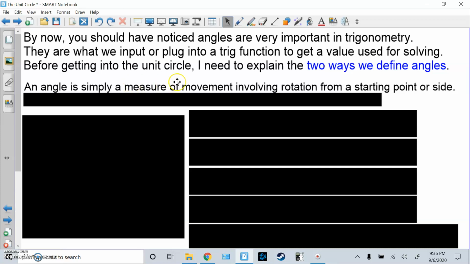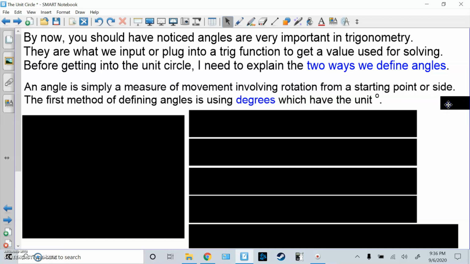So by now you've noticed angles are very important in trig. They're what we input or plug into a trig function to get some value used for solving. Before we get into the unit circle, we've got to explain the two ways we define angles. First, an angle is simply a measure of movement involving rotation from a starting point or side.